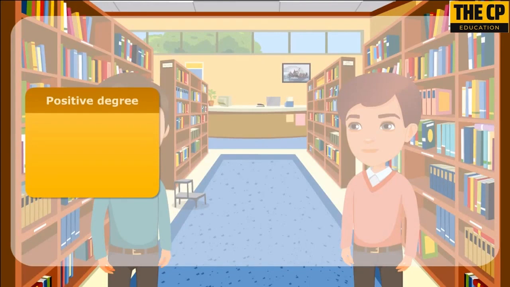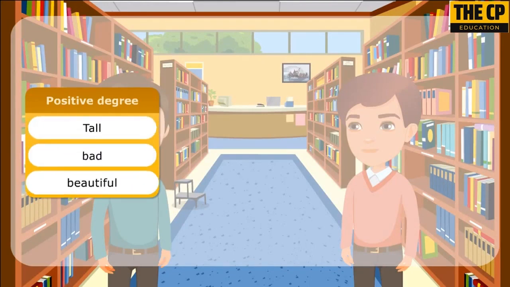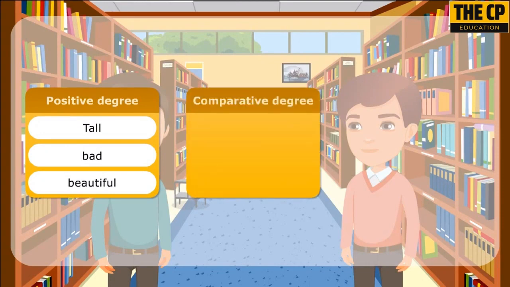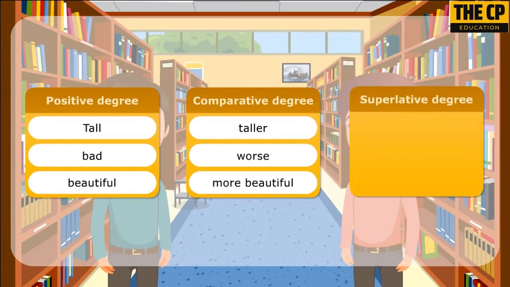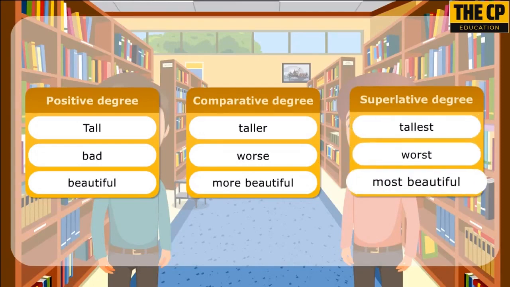Here is a list of some comparisons in adjectives. Positive degree: tall, bad, beautiful. Comparative degree: taller, worse, more beautiful. Superlative degree: tallest, worst, most beautiful.